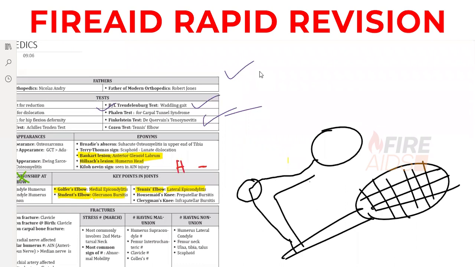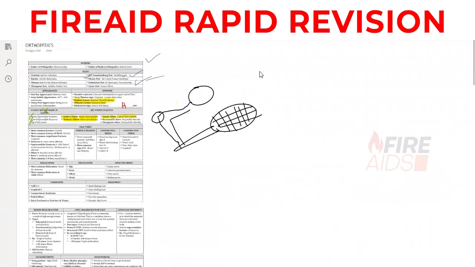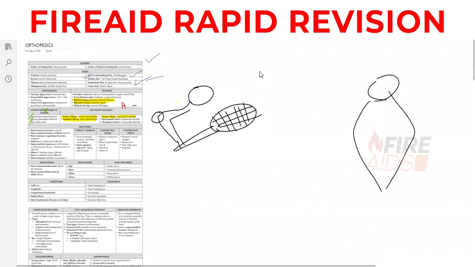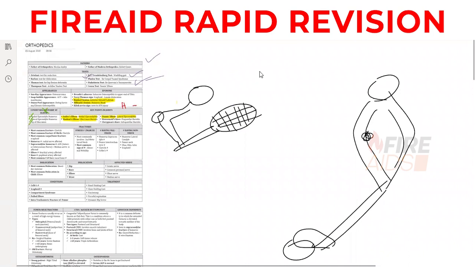When a person is playing golf, his hand would be very straight holding the golf stick. The hand is very medial towards his body, so the medial portion is going to get affected when he is playing golf. Golfer's elbow, you need to remember medial epicondylitis. It might look silly, but this picture must definitely help you in your exam.